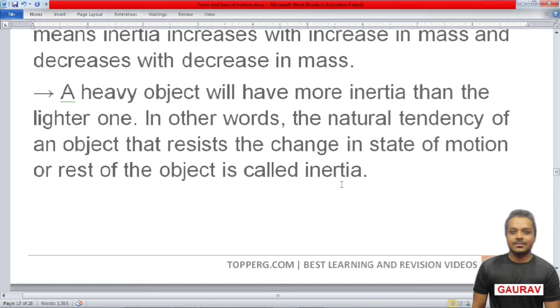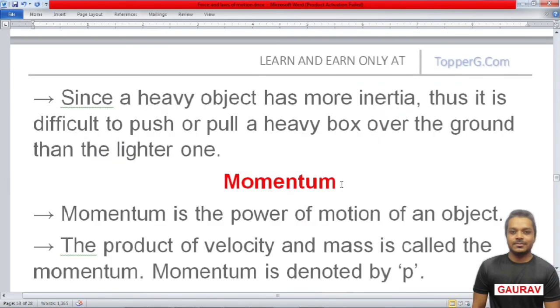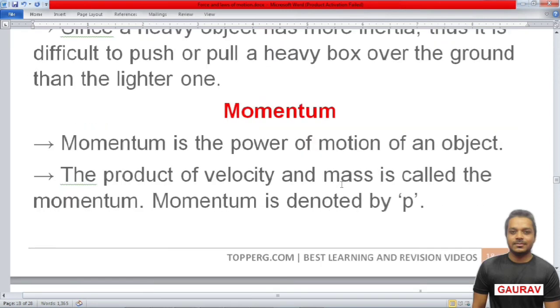In other words, the natural tendency of an object to resist the change in its state of motion or rest is called inertia. Since a heavy object has more inertia, it is difficult to push or pull a heavy box over the ground than a lighter one.